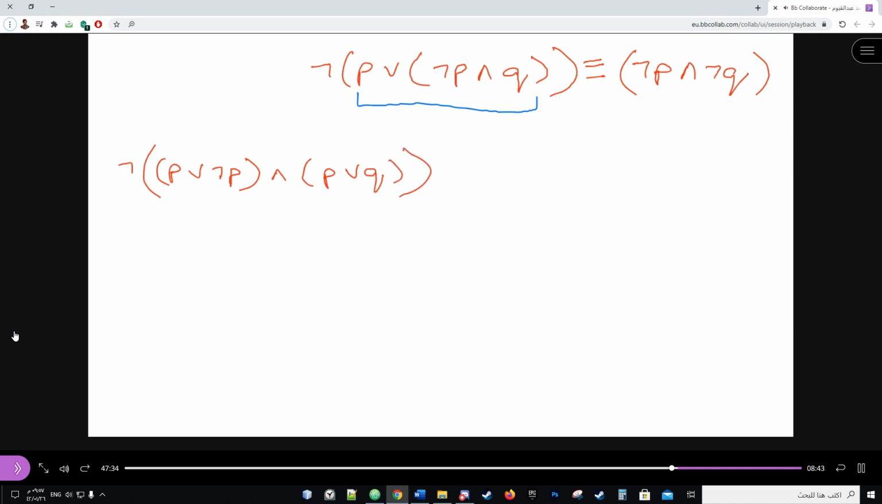Okay, this is another way of doing it. I'm applying the distributive law first instead of De Morgan's. So what is P or not P? Always true. And P or Q. Now what is true and something? True and something is something. So I get P or Q.